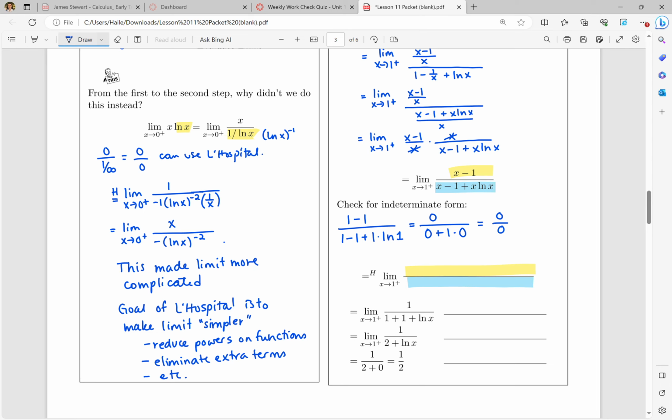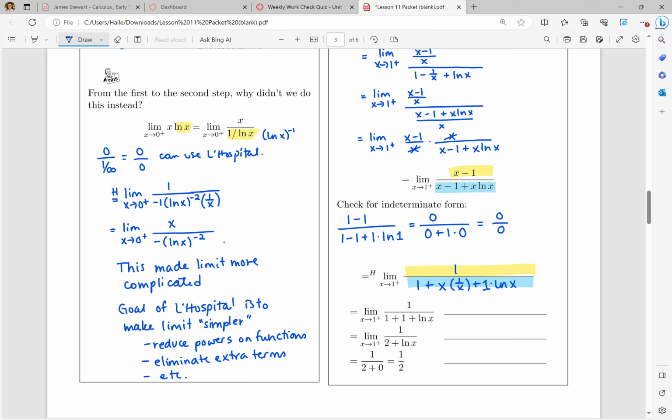Okay, so the derivative of the numerator is just 1. Derivative of x minus 1 is 1. Derivative of x minus 1 plus x ln of x. So from the x we get a 1, the negative 1 is a 0. Now we need a product rule for the x ln of x. Okay, so get ready. So we have x times 1 over x plus 1 times ln of x. Okay, and well, that's it for that derivative.